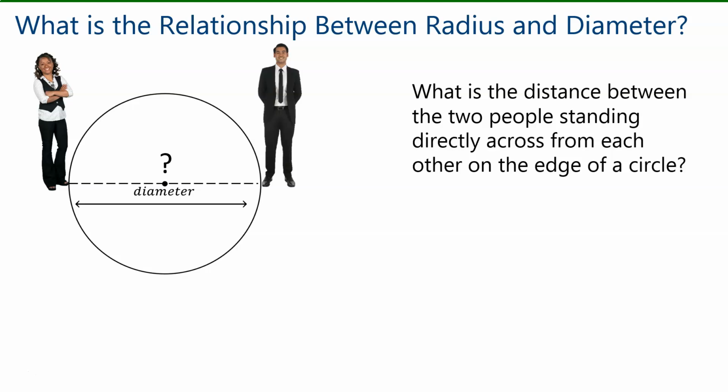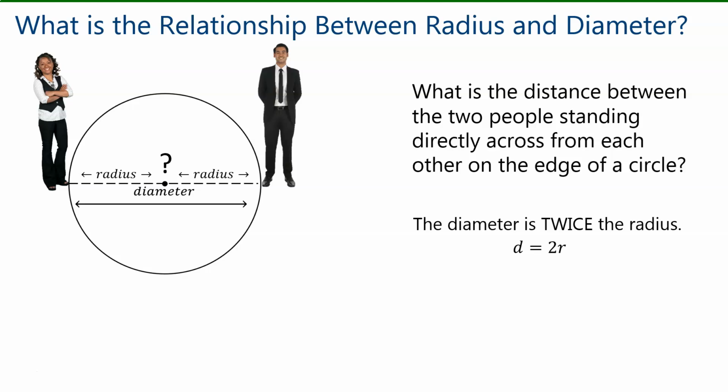Now you might also notice that the distance from the person standing on the right to the center is the radius. Now the same for the person standing on the left. Their distance to the center is also a radius. So if I put those two radii together, I end up with the diameter. So we can say that the diameter is twice the radius.